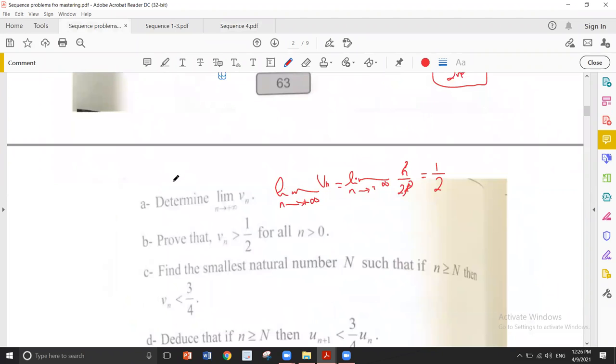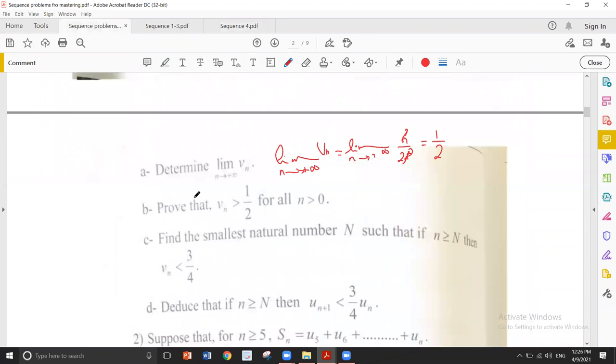Part C. Find the smallest value of the natural number n such that vn is less than 3 over 4. We are going to find n if vn is less than 3 over 4. How to find n if vn is less than 3 over 4?